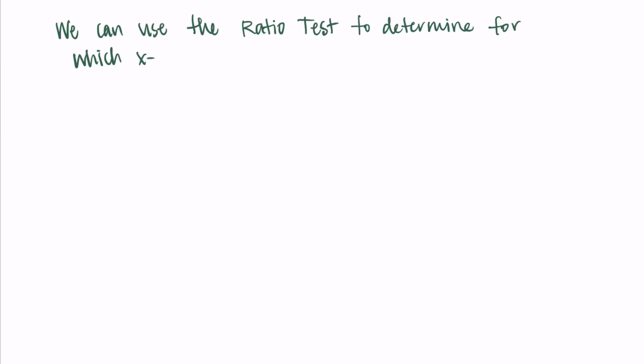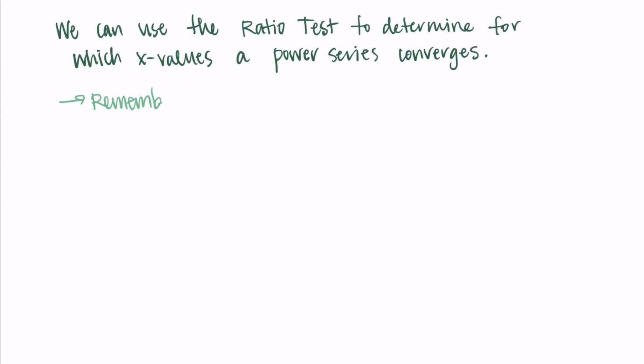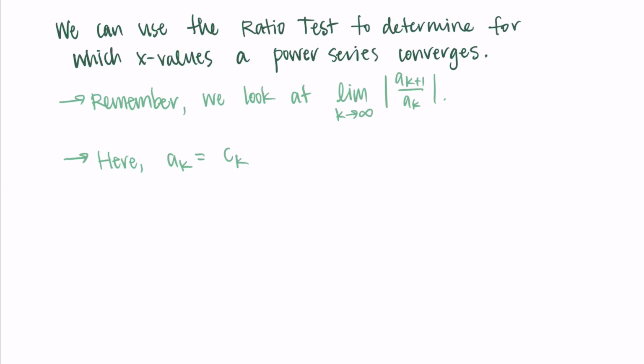Okay, so when we have power series in this new form where it's centered at x equals a, we can use the ratio test to determine for which x values it's going to converge. So in general, for the ratio test, we look at the limit of subsequent terms as we go further and further into the series. So the limit as k approaches infinity of the absolute value of a sub k plus 1 over a sub k.